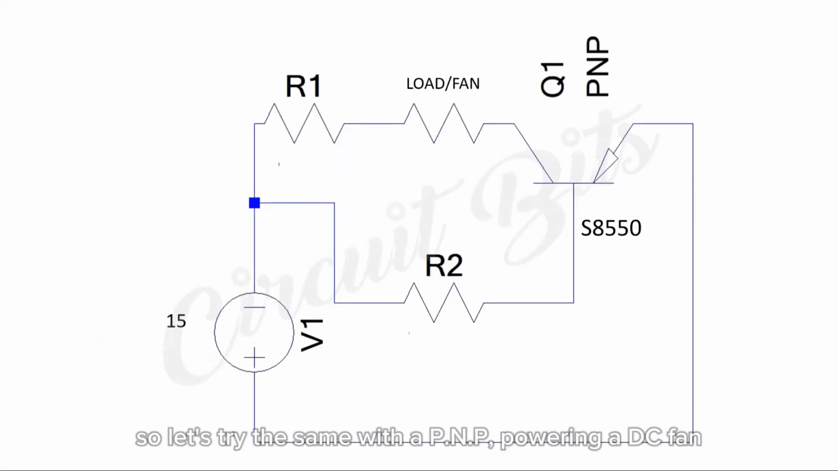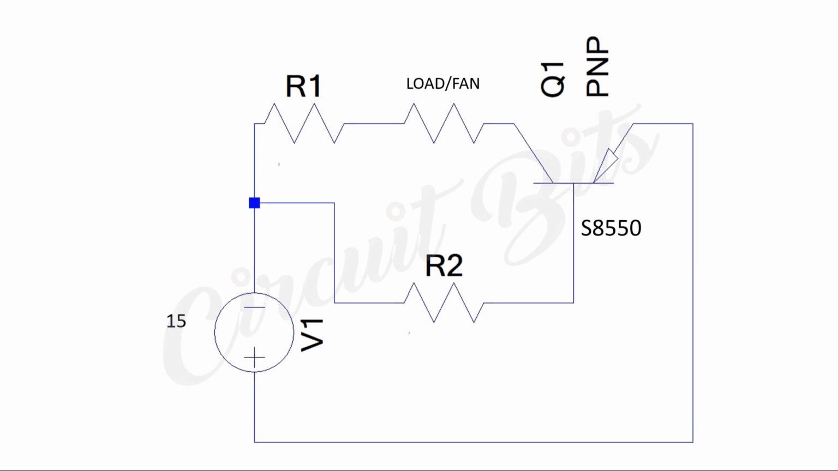So let's try the same with a PNP powering a DC fan. We'll be using the S8550 transistor, and we would connect as shown. You can pause the video here, download the datasheet for the transistor, and try out the calculations to get R1 and R2 yourself. Then come back.